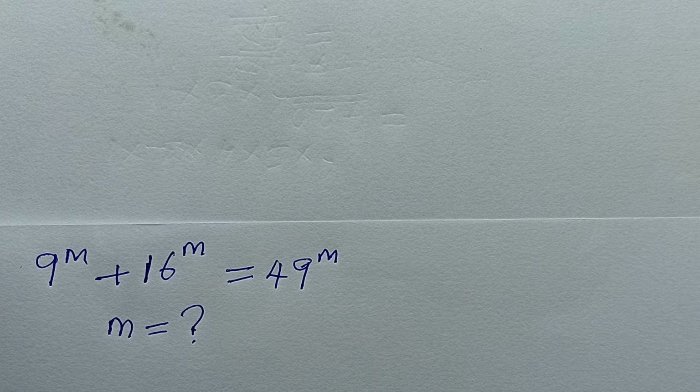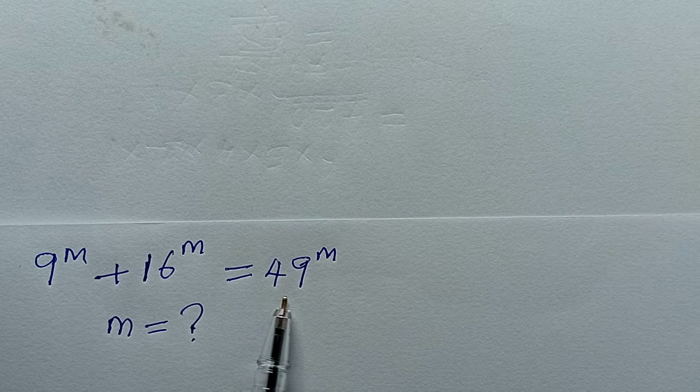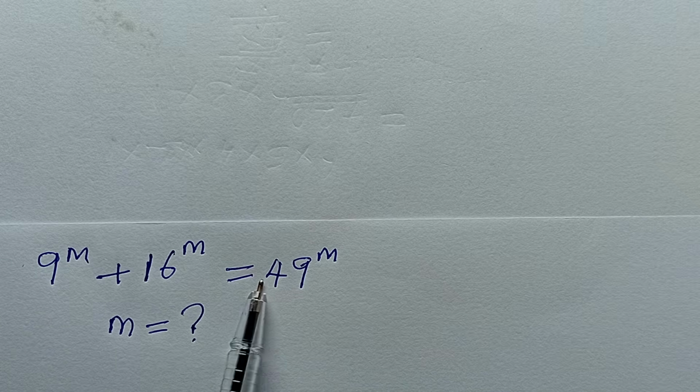Today we have this nice exponential equation before us here. The question is 9 to the power of m plus 16 to the power of m equal to 49 to the power of m. Now, if you check all these base quantities, you discover that they are all perfect squares, right? Good.